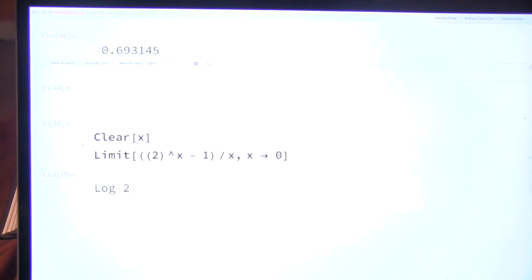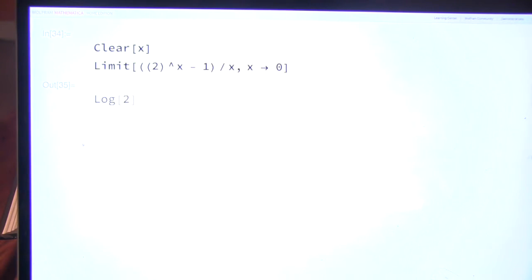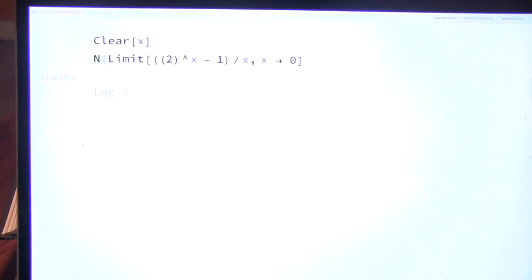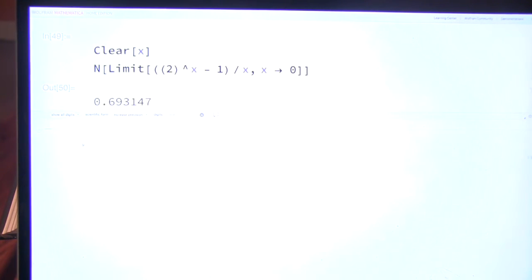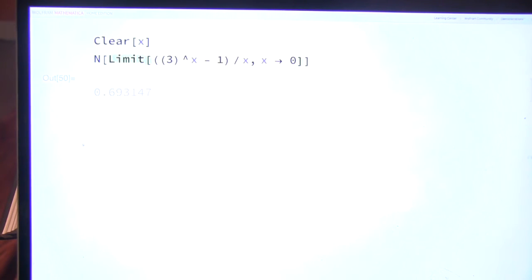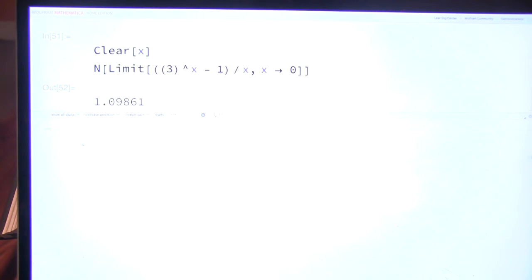But my unbroken limit, when I clear the x value, actually tells you exactly what the right answer is. So 2^x, this limit produces something that's smaller than 1. 3^x produces something somewhat bigger, and why don't you try to find where it equals 1? See if you can.